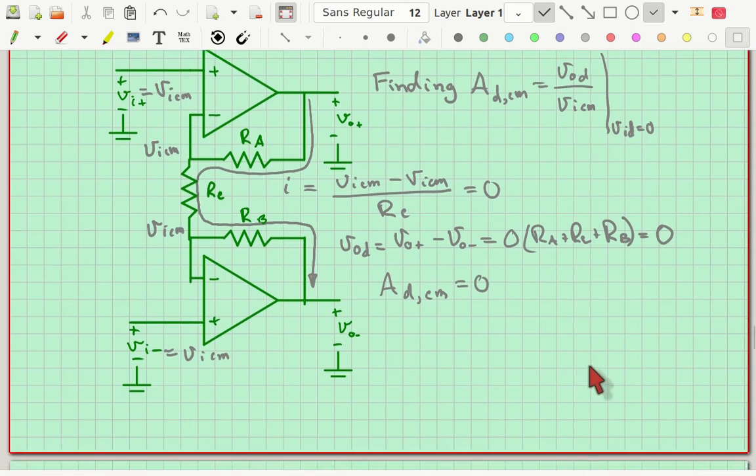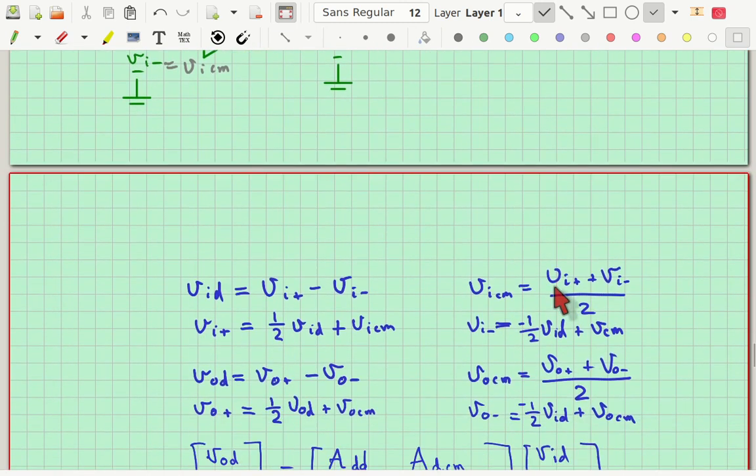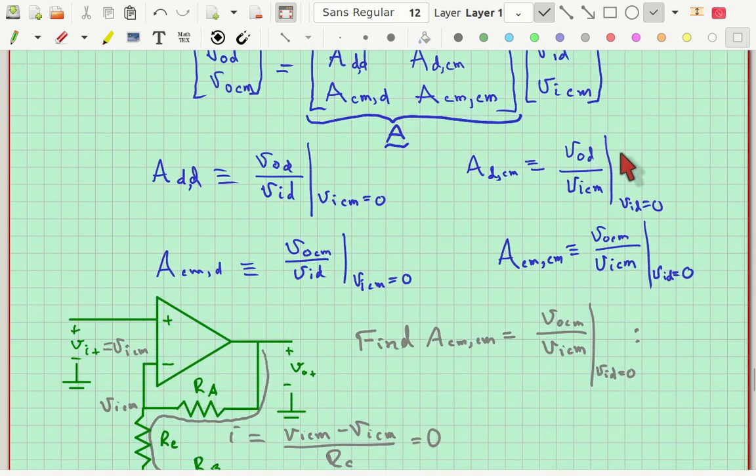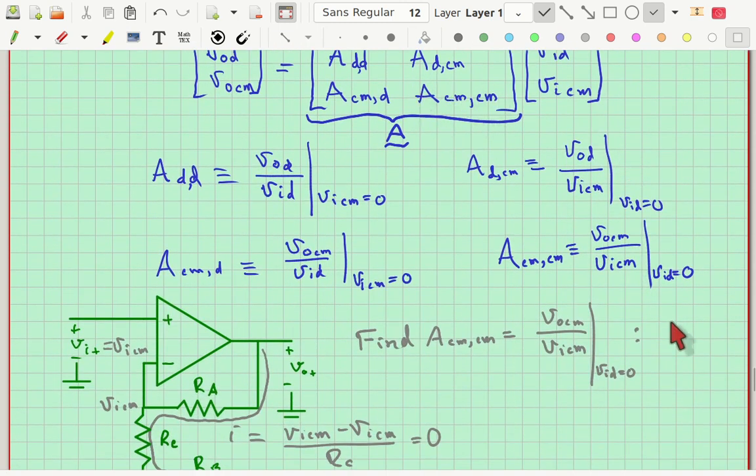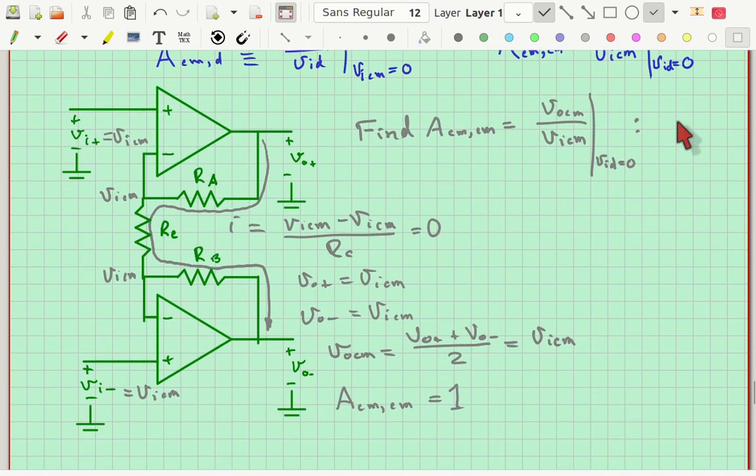Okay, so now let's look at the last matrix element. That would be ACM comma CM. That's this guy right here. We're going to have an input common mode voltage again, so we put the same voltage on the input. But here I have to compute the output common mode voltage, and like we did with the other output common mode voltage, I'm going to find V out plus and V out minus and average them. If we notice, this I is again 0, because we're putting in a common mode voltage.